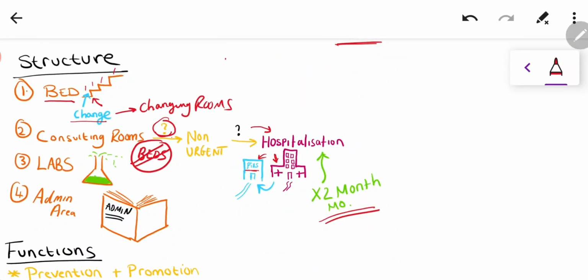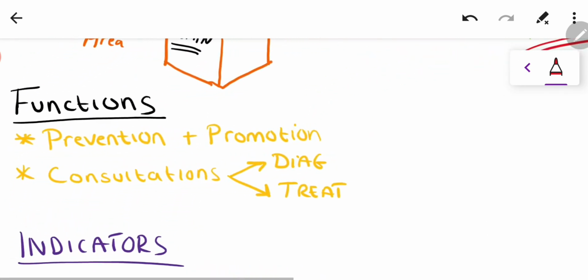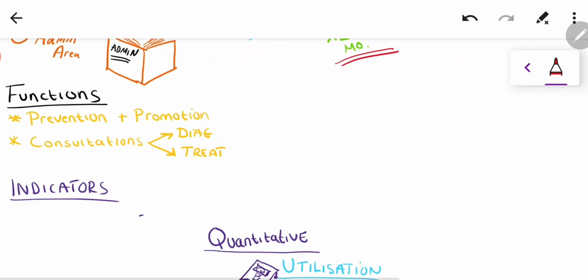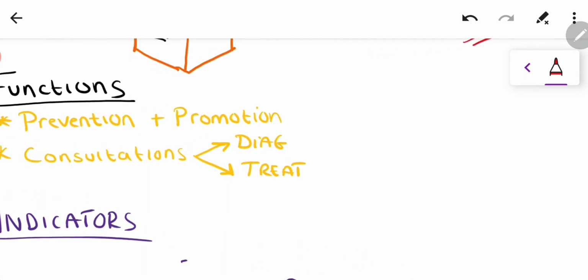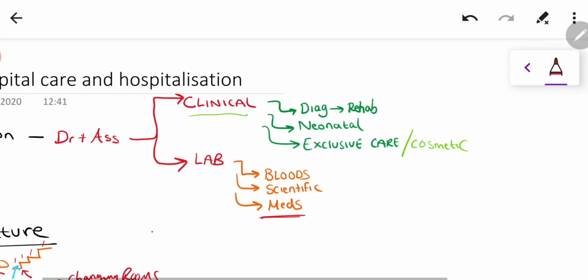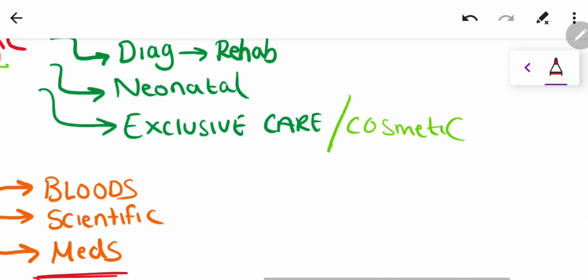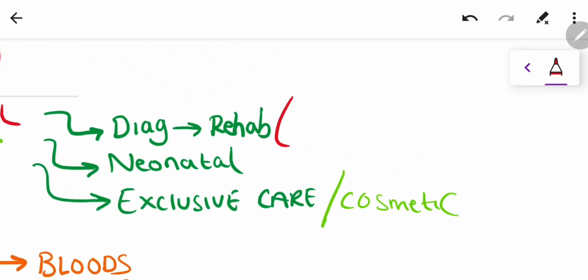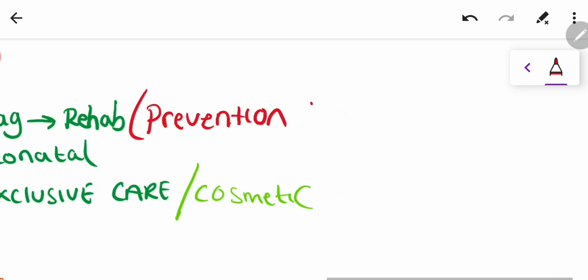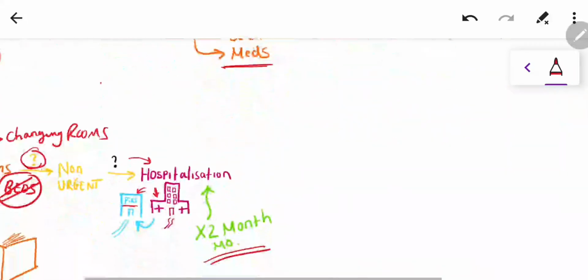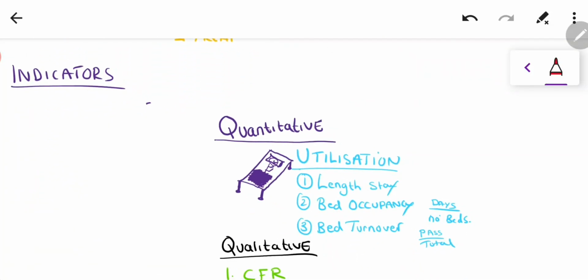We don't want to overclog our minds with too much information. Functions I already included up there. Prevention, promotion, and diagnosis and treatment is the same thing. You can say here diagnosis, treatment, rehab. You can add prevention and promotion as well. And indicators. This is the last point.